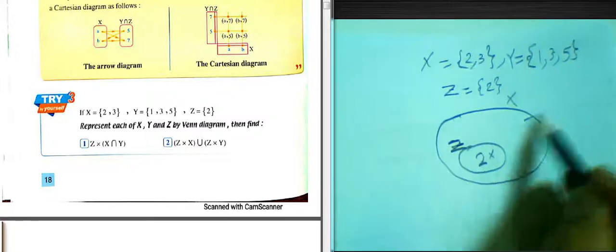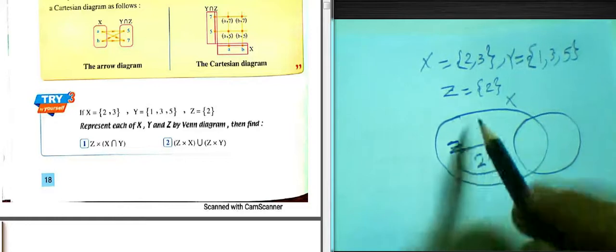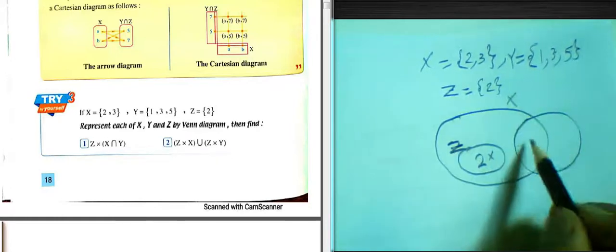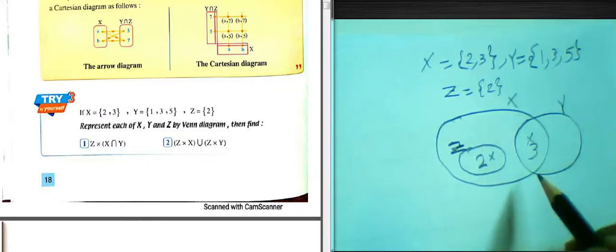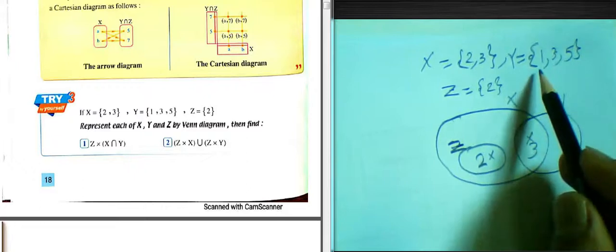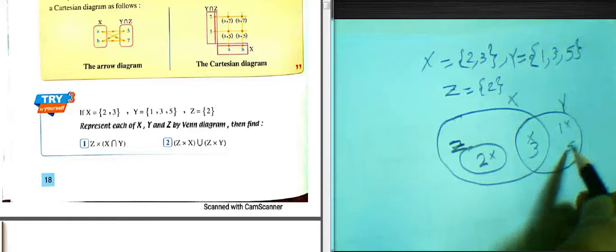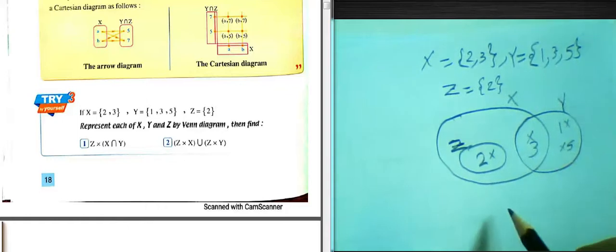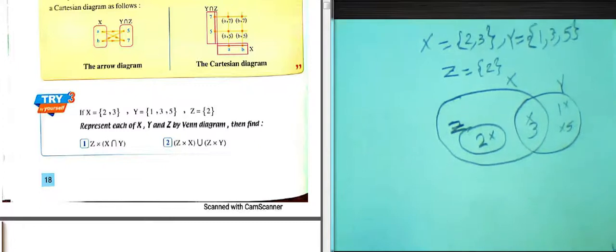We can draw another circle here, where there's actually 3 here, right? 3, and this will be y, the set of y. We write 3, and we must write 1 and 5 outside here. 1 and 5. It's okay for you. It's a Venn diagram.